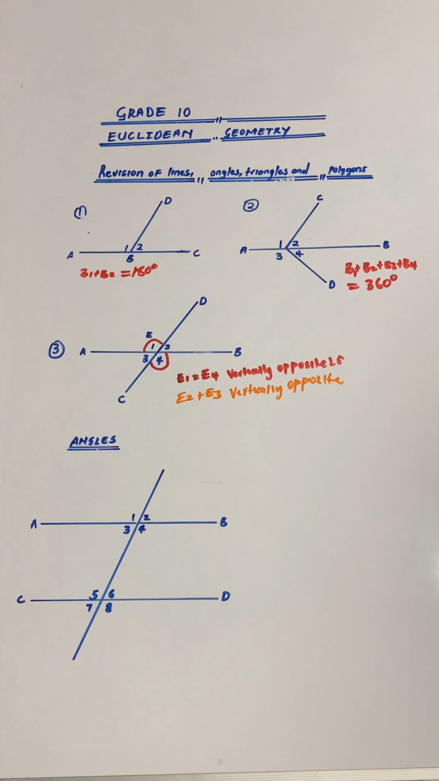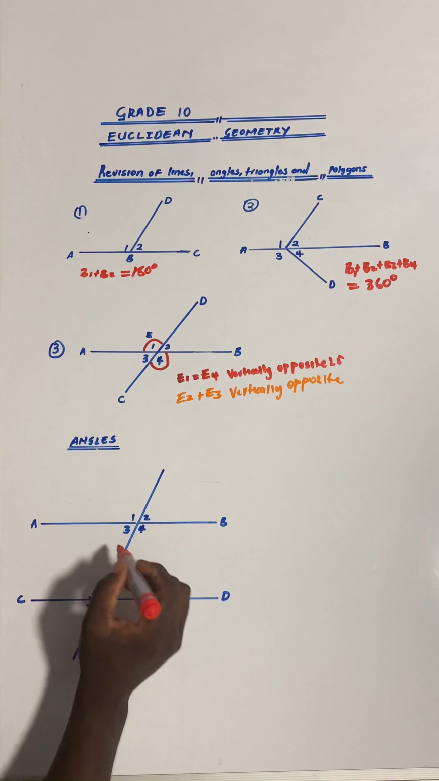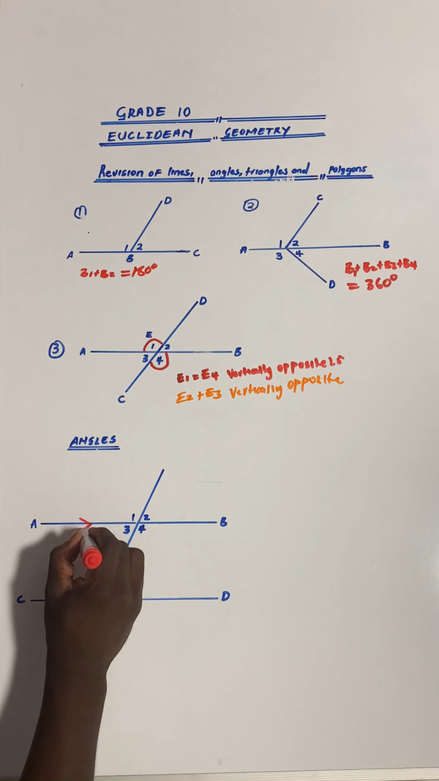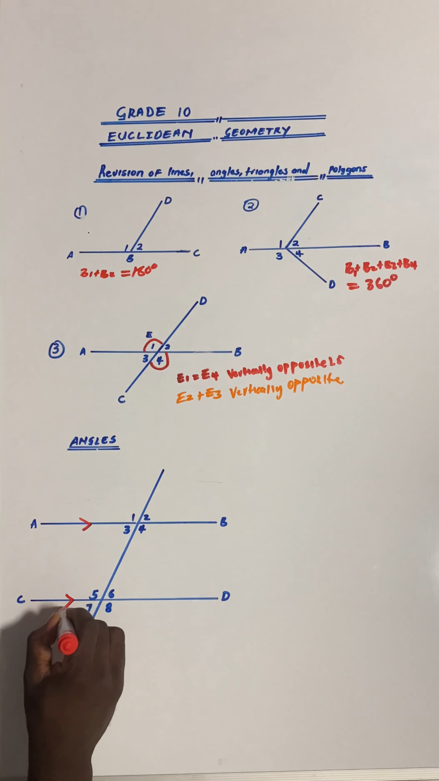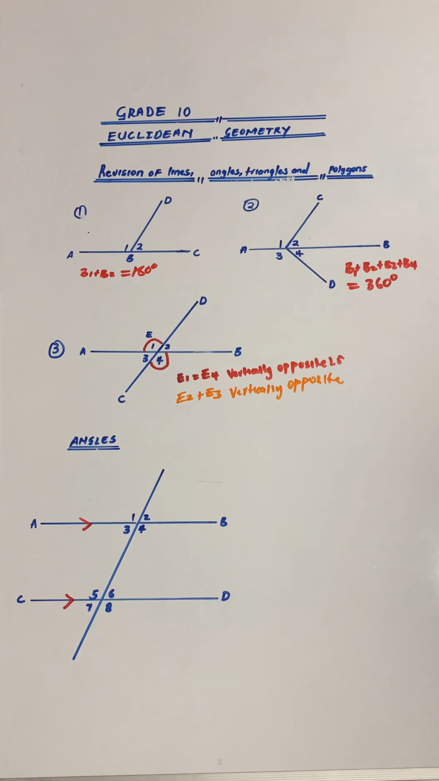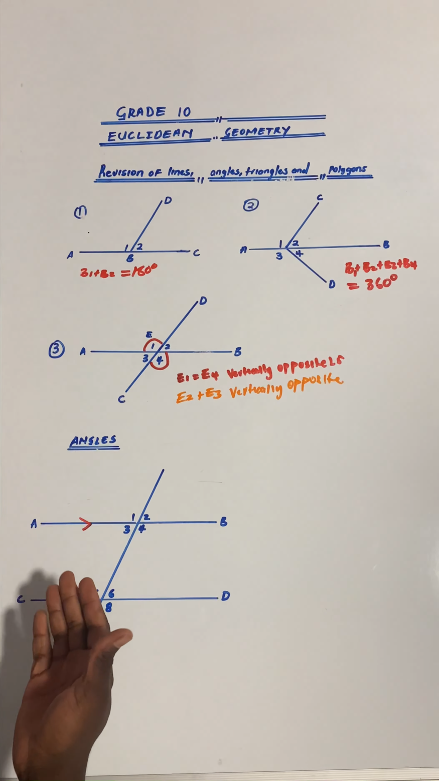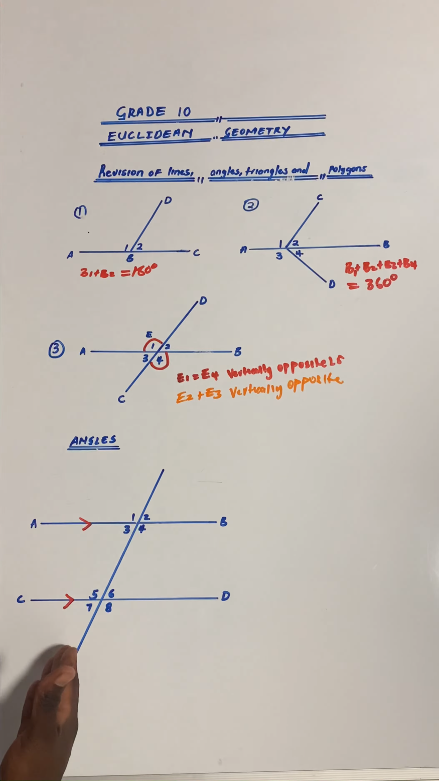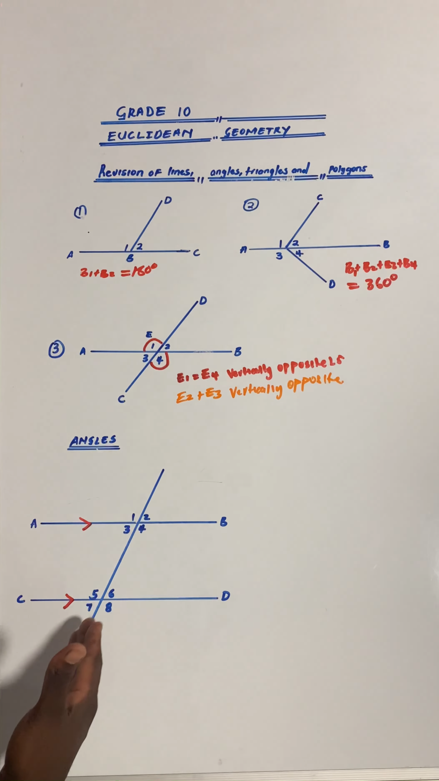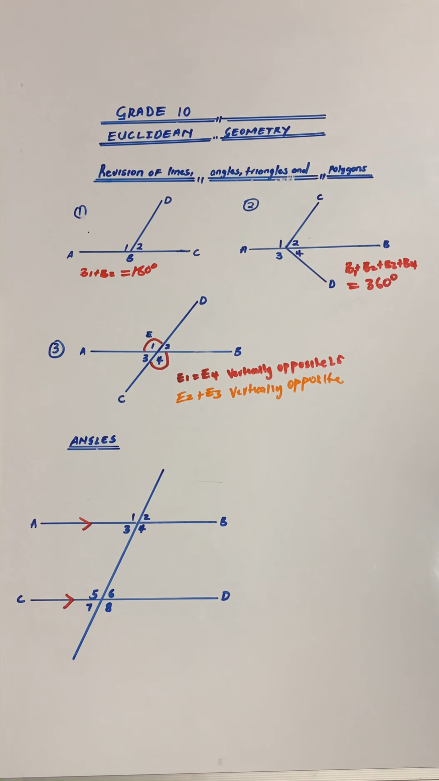Going on to the next thing, we now have angles when we have parallel lines. I forgot to add the parallel lines here. So now these lines are parallel lines. The minute we have two lines that are parallel and a line that is cutting in between the two lines, we are going to establish three types of angles.